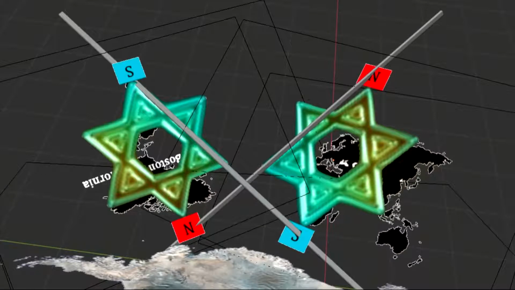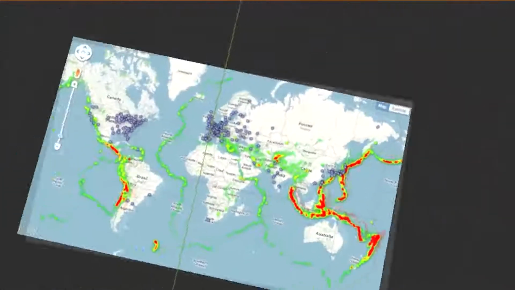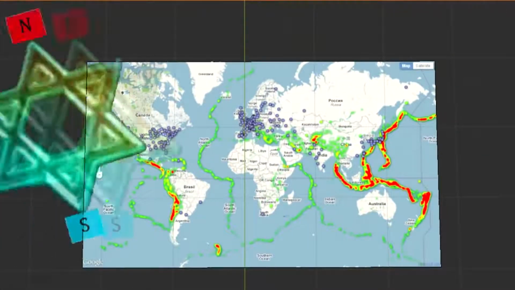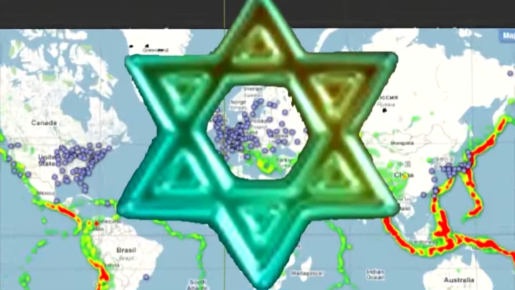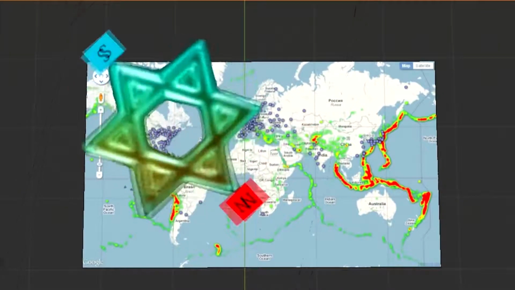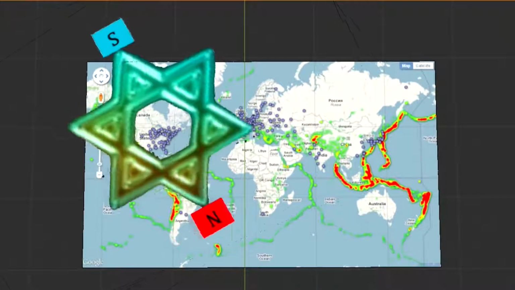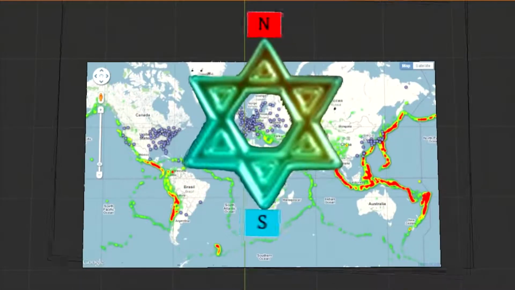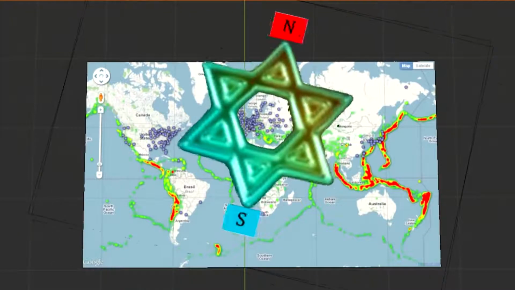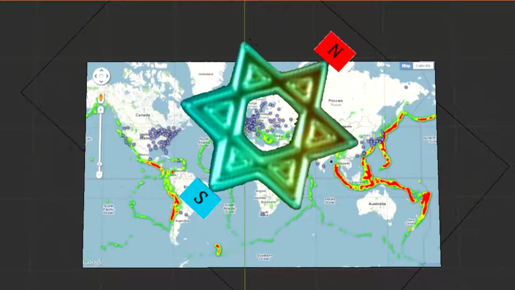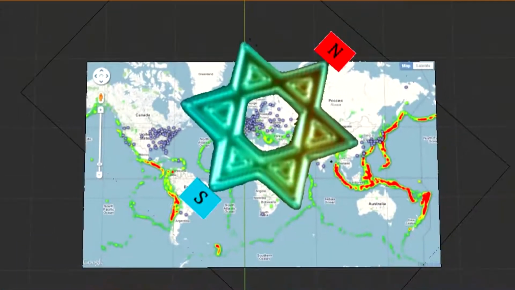Let's take a look now at the world map of nuclear plants. What a strange coincidence. Most of the nuclear plants seem to be located in the center of the Solomon star. Except if you turn it to the right, you end up in Japan. Maybe the Fukushima disaster had something to do with its location.